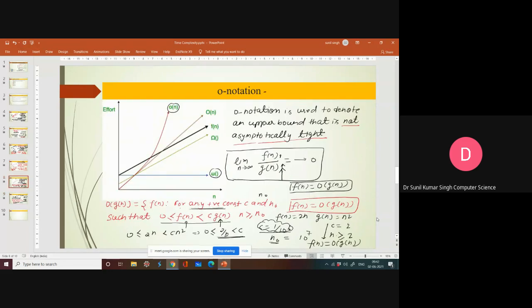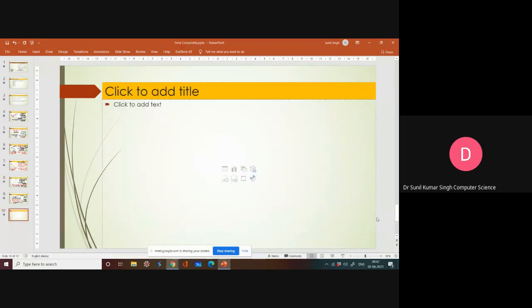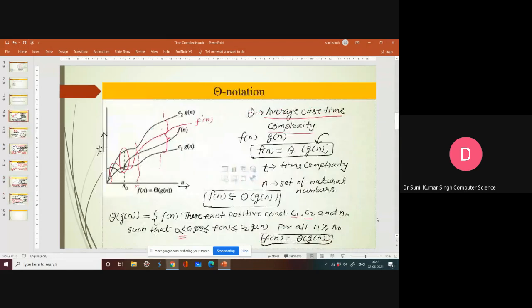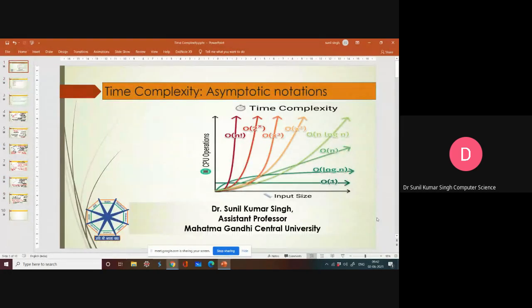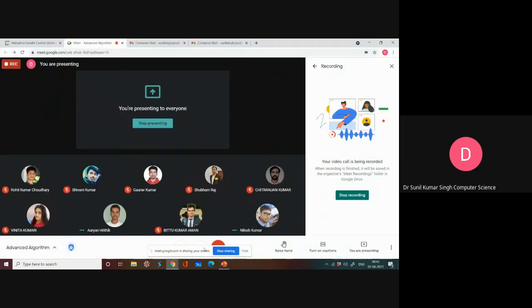Similarly, I missed this in the previous notation. Here f of n and g of n, I have chosen 2n and n square. And what about when we have 2n square? Then also you can check that it will not hold the condition. So this is all about big O notation, theta notation, big omega notation, small o notation, and small omega notation, right?